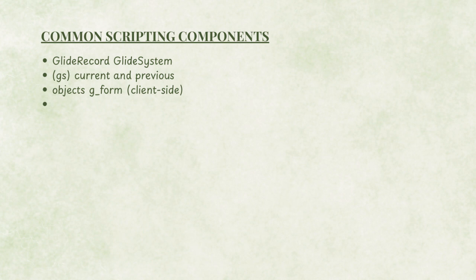Switching over to client-side scripting, gform is our go-to object for interacting with forms. It lets us access form fields, set values, and control form behavior dynamically. Understanding these components is key because they form the foundation of most scripting in ServiceNow. Whether we're automating tasks on the server or customizing user interactions on the client, these objects are the building blocks that make our scripts powerful and flexible.